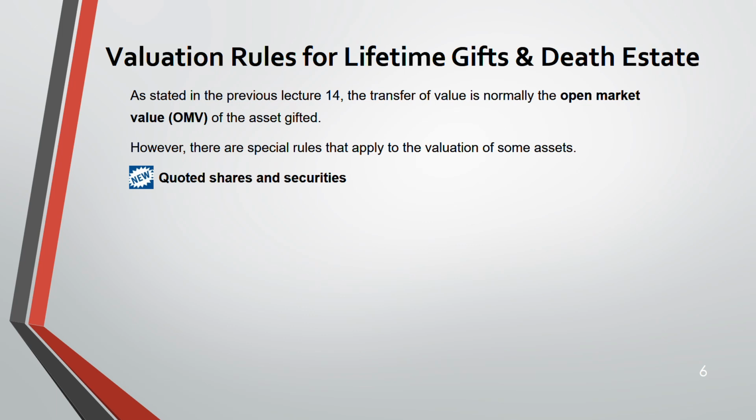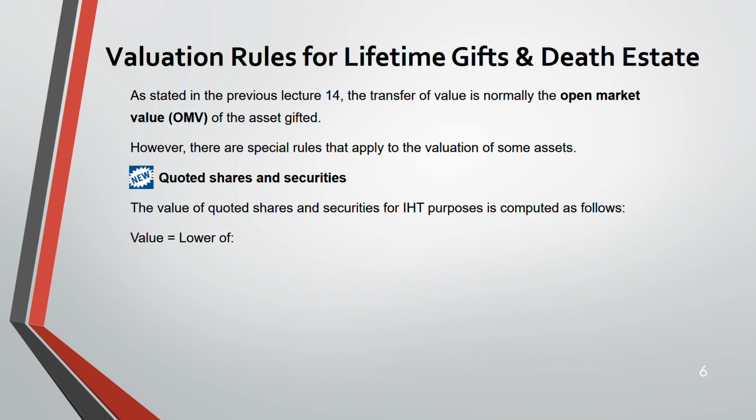First type of asset: quoted shares and securities. For unquoted shares and securities, we have another rule. For quoted shares and securities, we have another set of rules. So do not confuse the two. When you're gifting shares or securities, you have to see whether they are quoted or unquoted. If quoted, this is how you value, and you have to remember these valuation rules. Lower of quarter up method.